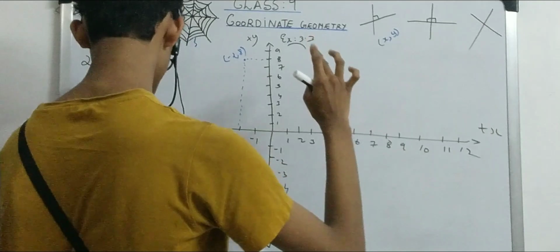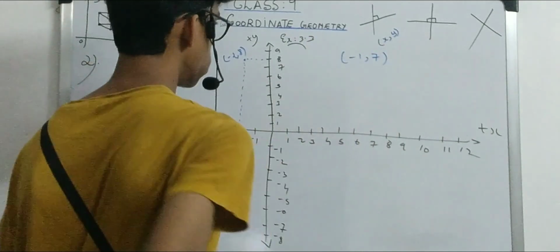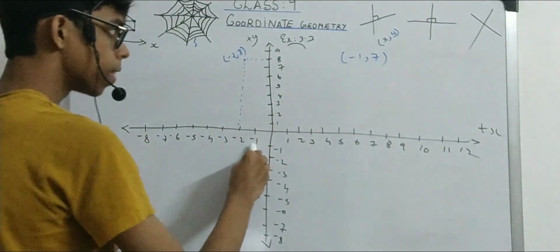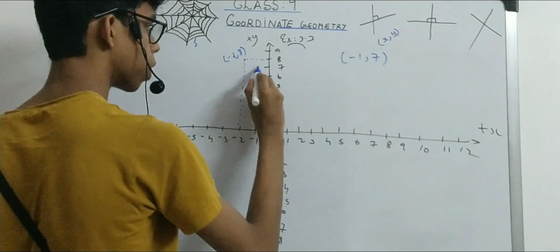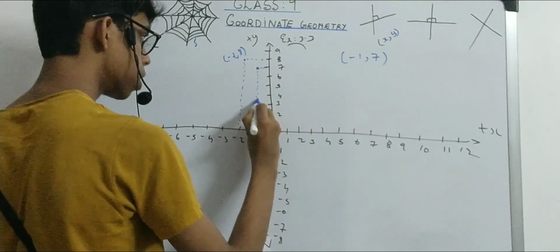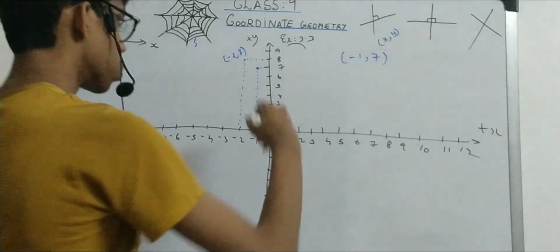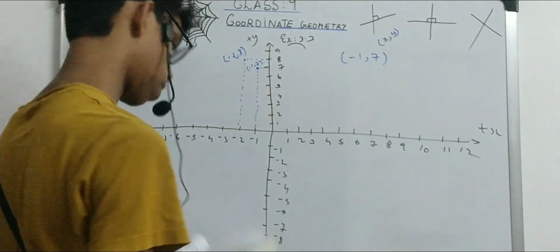Now the next one is minus 1 comma 7. See over here, on the x axis we have minus 1, and on the y axis we have 7. So minus 1 and 7 lies over here. We will get this point as minus 1 comma 7. So this point is your minus 1 comma 7.